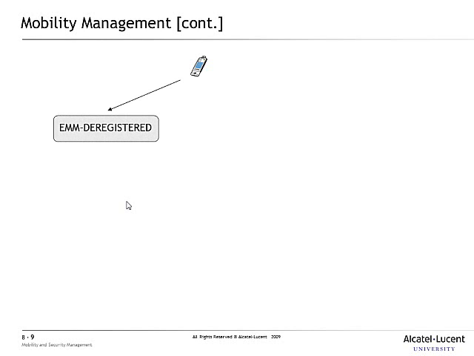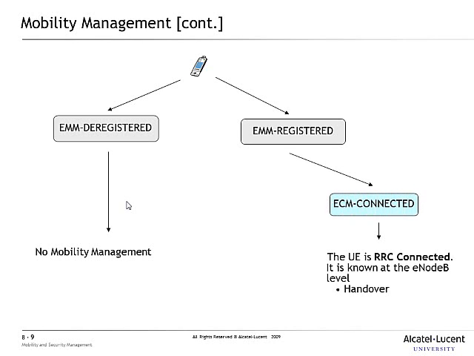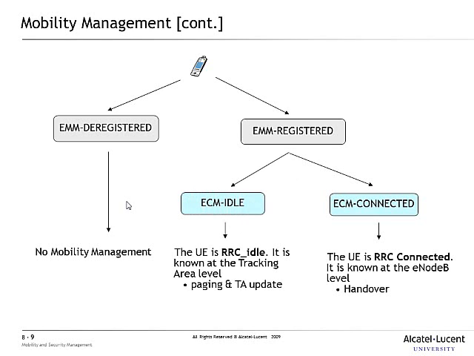So just to recap the different states, we have the mobility management deregistered state, that's like when you're switched off, the network has no knowledge of where you are or what you're doing. When you get registered, the network knows where you are. It probably knows you at tracking area level. When you do a connected, you also have to be in RRC connected state. Here, the network knows you at eNodeB level, and handovers start becoming a possibility.